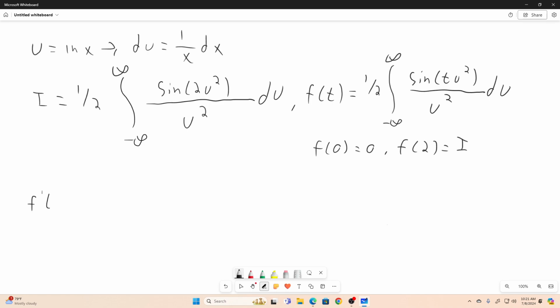In other words, our f prime of t is going to be equal to 1/2 the integral from negative infinity to infinity of the partial with respect to t of our integrand. That's just going to give us cosine of tu squared du. Because if we take the derivative with respect to t of the inner function, we recover a u squared, which cancels this. That was the whole motivation for our reparameterization there.